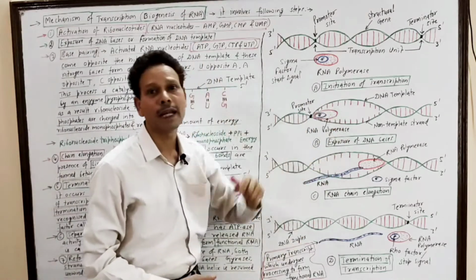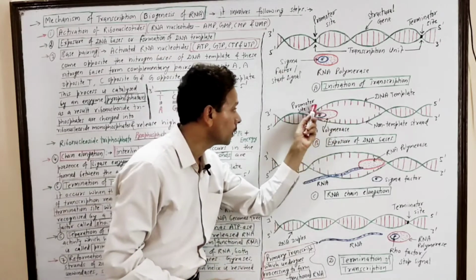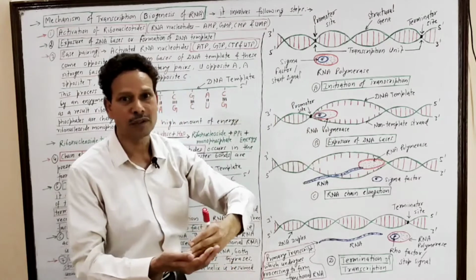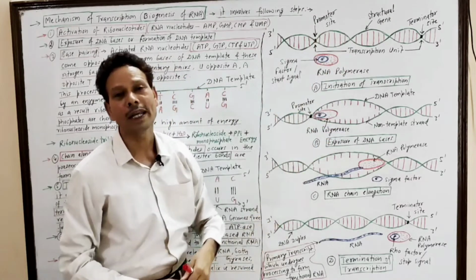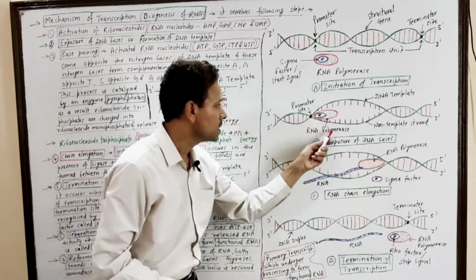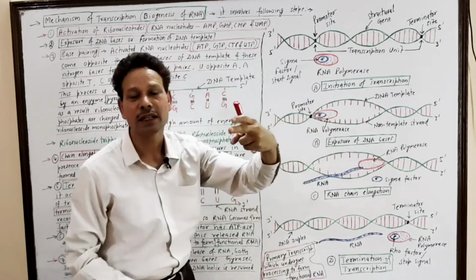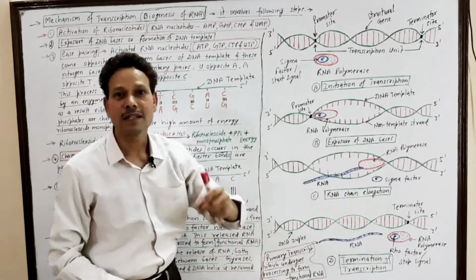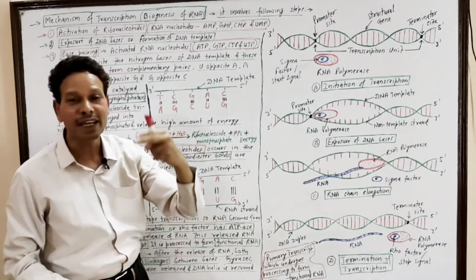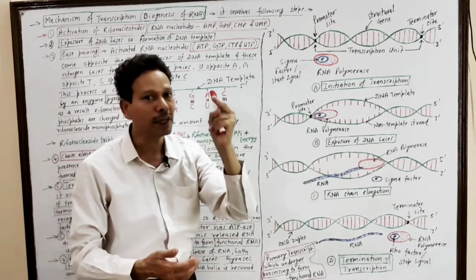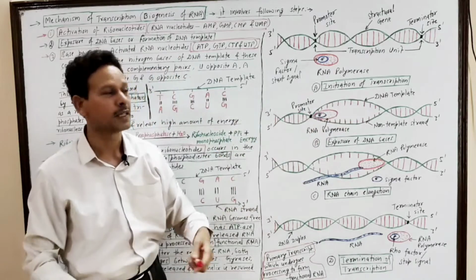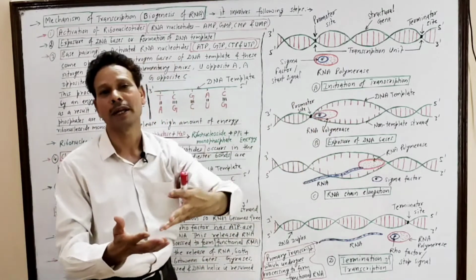The RNA polymerase enters over the promoter site, and the process of initiation, the separation of both DNA strands, is initiated by a factor, that is the sigma factor. This sigma factor acts as a start signal. It initiates the process, and after initiation, it immediately dissociates, it separates from this RNA polymerase.